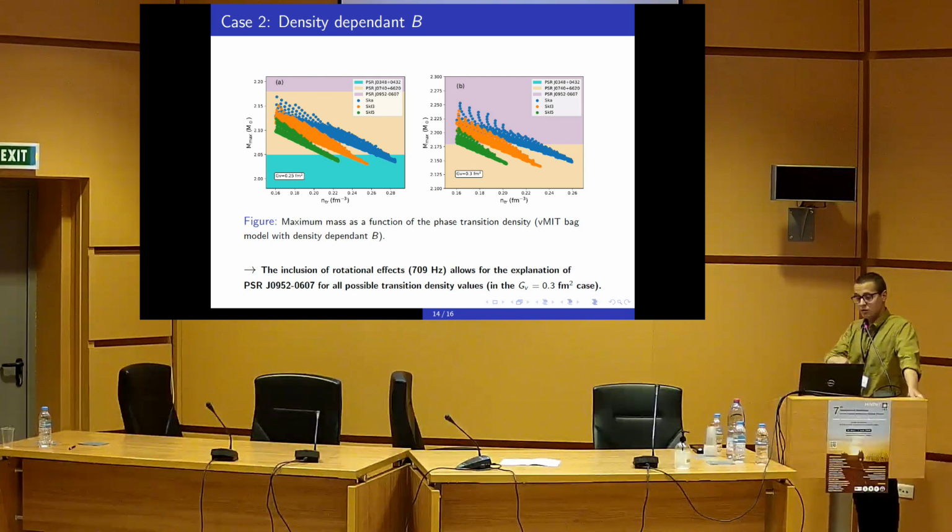As you can see also, as the stiffness of the hadronic phase increases, the maximum possible value for the transition density that allows for the explanation of the HESS constraints also reduces, which is problematic, and it's actually a good insight derived from this study. And also, as the strength of the repulsive interaction increases, the maximum transition density also becomes lower.